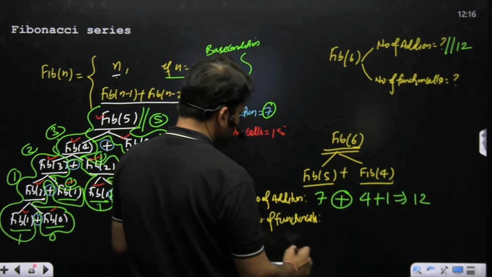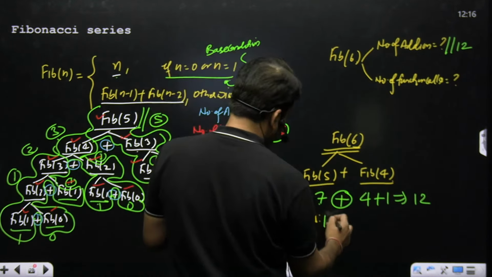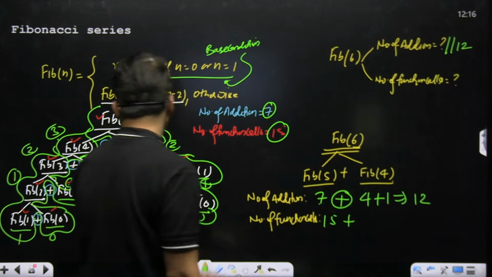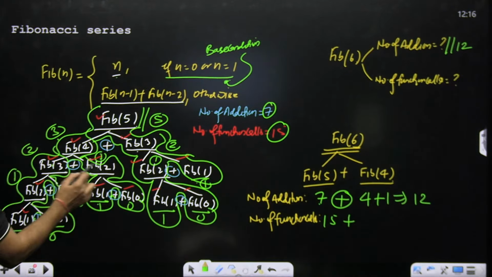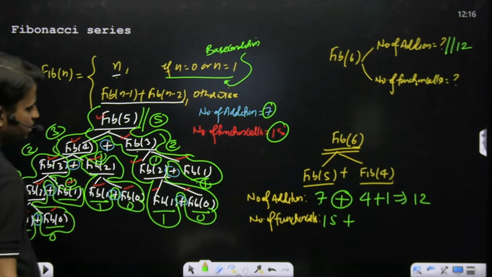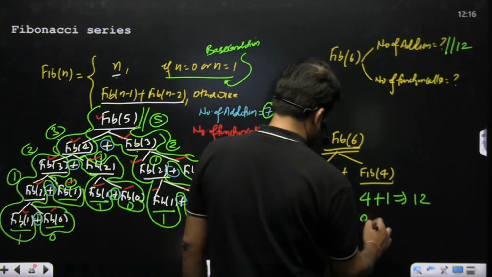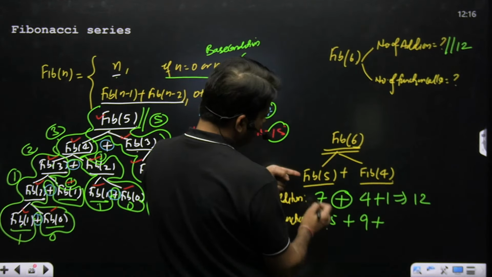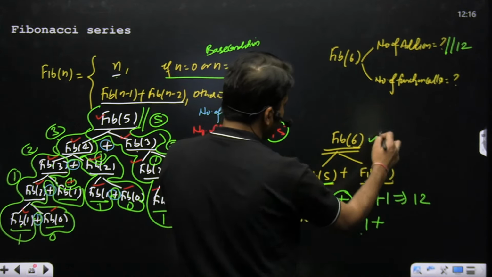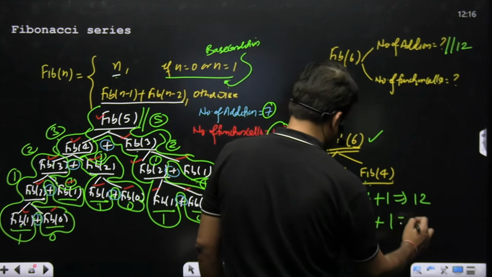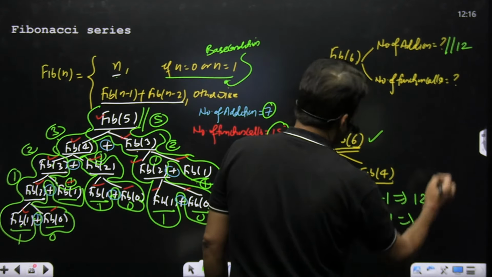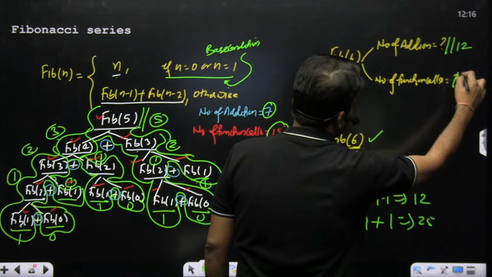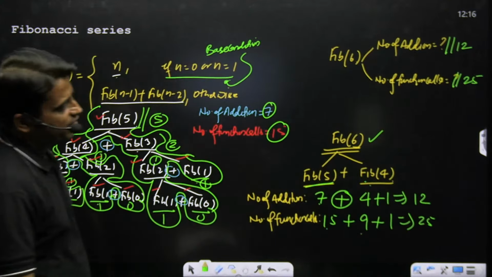Number of function calls in Fibonacci 5 is 15, plus in Fibonacci 4 how many function calls बच्चे? 1, 2, 3, 4, 5, 6, 7, 8, 9. So 9 function calls. Total function calls कितने होंगे, सर? 15 in Fibonacci 5, 9 in Fibonacci 4, और ये 1 function call हो रहा है. So it will be 25. So the number of function calls is 25, right? So this is the answer, 12 and 25.